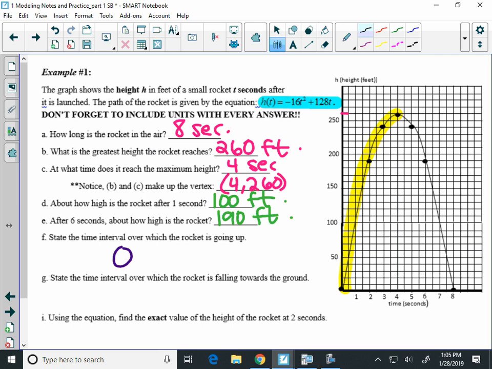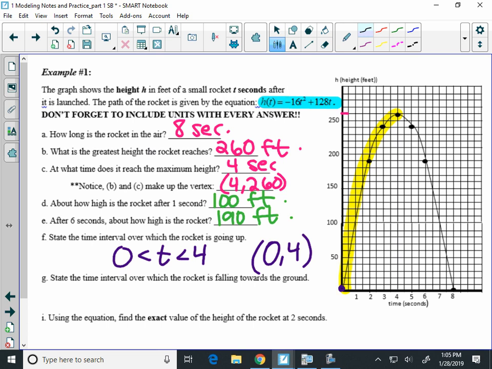Now there's 2 ways to write this. You can write an inequality. Say 0 is less than t is less than 4. That's one way to write this. Or you can use interval notation. If I used interval notation here, what symbols would go around the 0 and the 4? Not brackets. Parentheses.